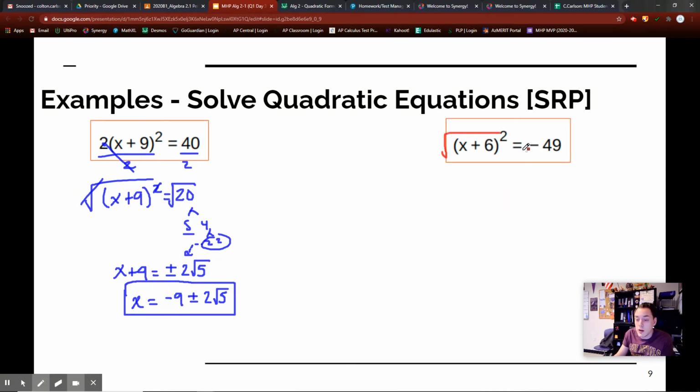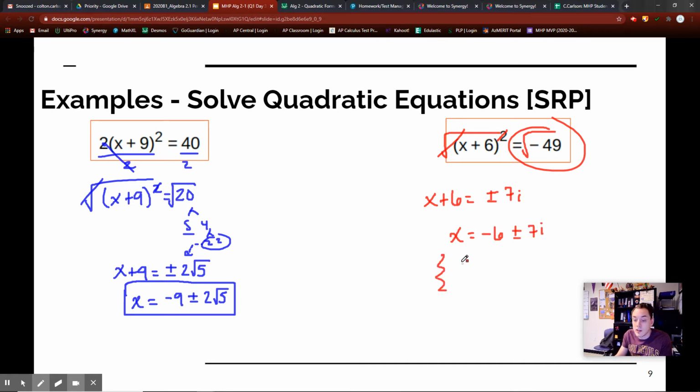And once you take the square root, you notice one thing, of course, that it should be imaginary. So I have x plus 6 equals. What's the square root of 49? Well, that's going to be plus or minus 7. And then since I have a negative, I'm going to tag on an i. Now all I have to do is subtract 6, and I have plus or minus 7i.